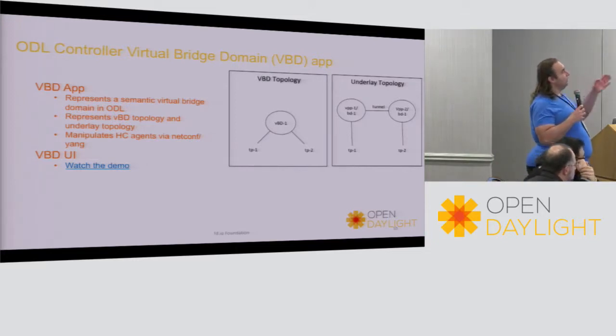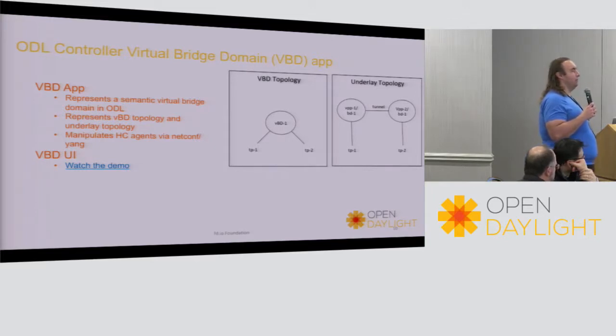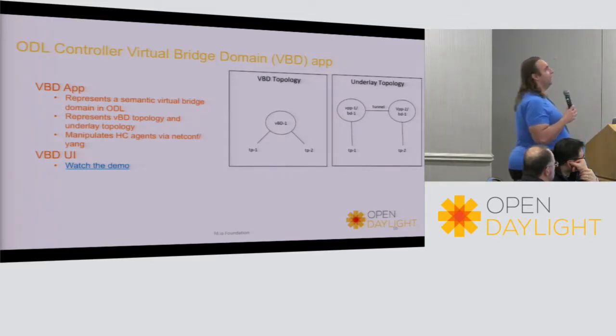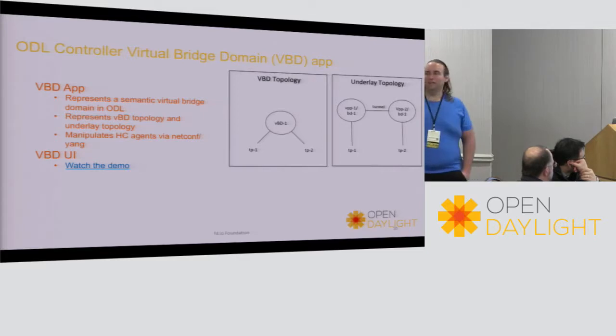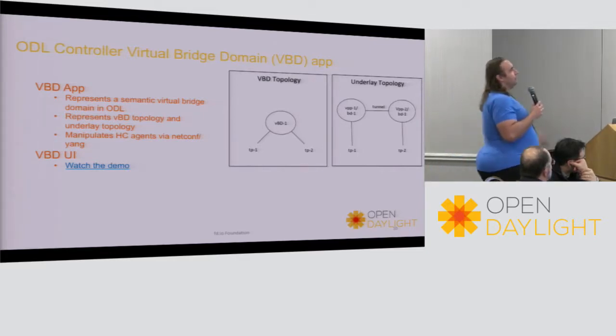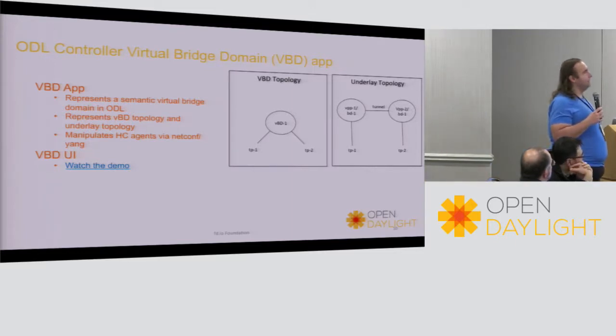Now, you can also drill down into the underlay topology from that virtual bridge domain. So you can say, okay, I've got this virtual bridge domain, I have these connected interfaces, what does the real underlay look like? And you can drill down to see the actual instances, the VPP instances under it, the tunnels that connect them, and where they connect.